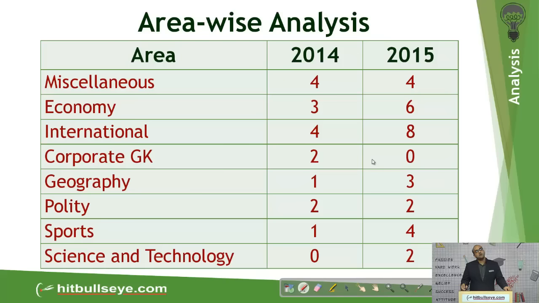Moving on, we take a look at the area-wise analysis of the XAT 2014 and 2015 papers, specifically talking about the general awareness section. As you can see from this table, there are certain areas like economy, international and miscellaneous which have been favorites or which have been preferred by the XAT examiners. However, there is no discernible pattern which comes out of this table, and hence I would recommend that you focus equal energies on preparing each of these parts.